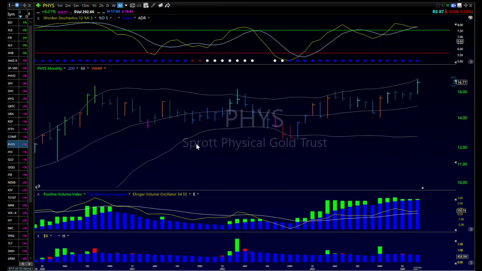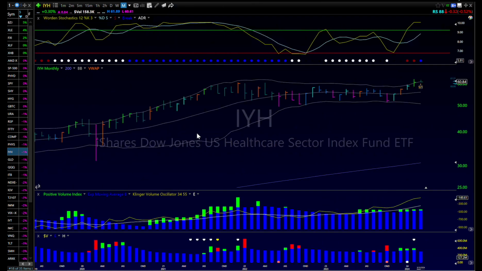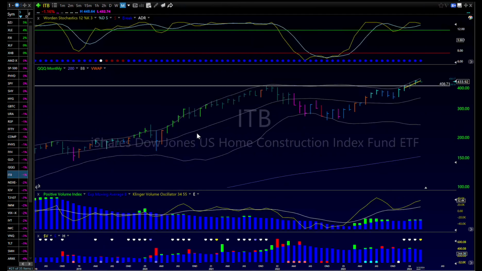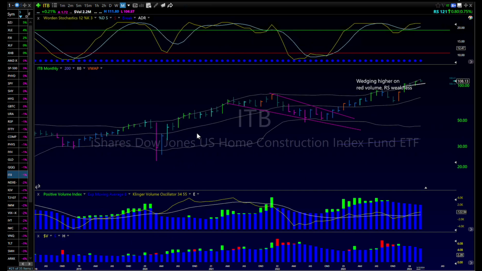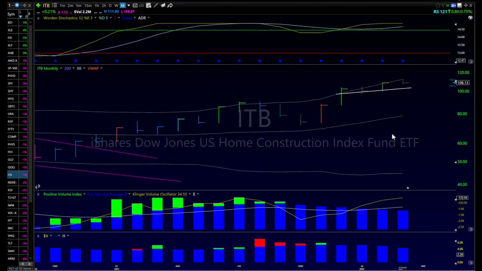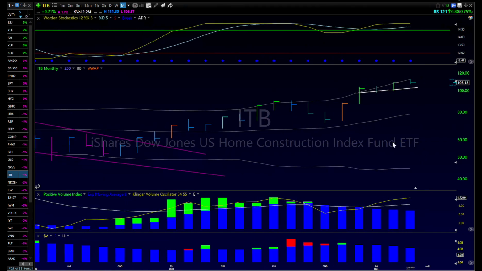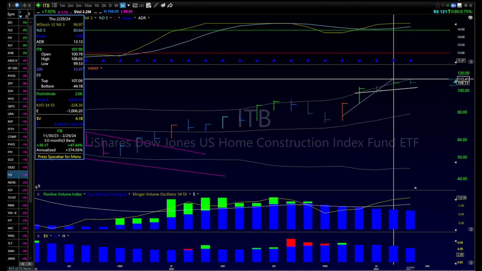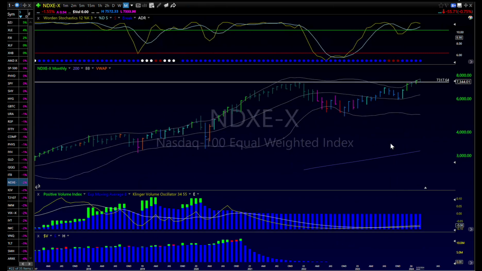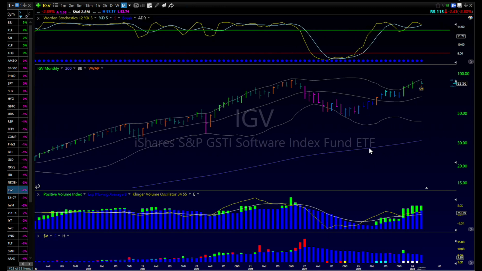Gold. All right. Healthcare. Builders. This one's kind of interesting. Yeah, it's wedging higher on red volume. So you had the volume there. It still went higher. Made a move of 50% or so. It's just trending along. Nothing, I don't know. Maybe not much to do there.